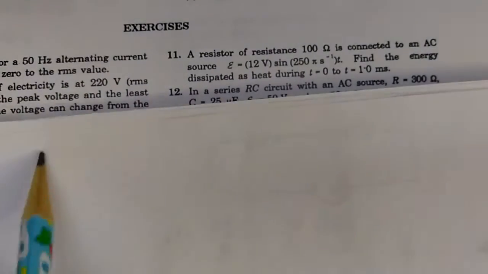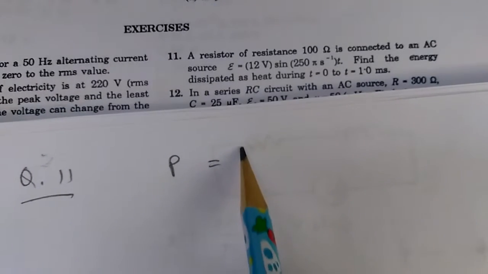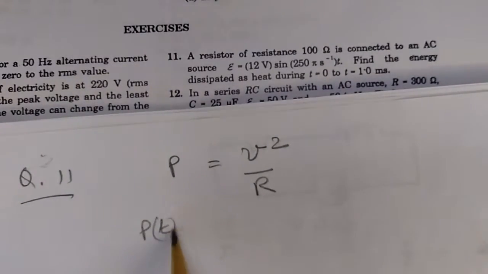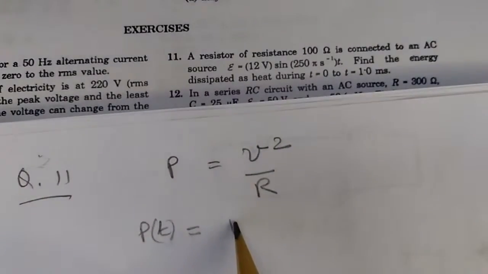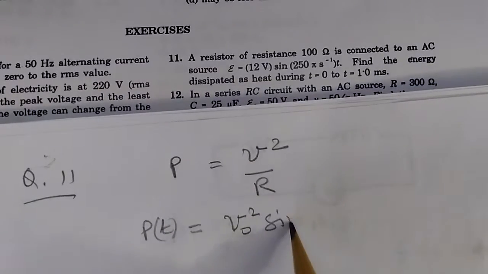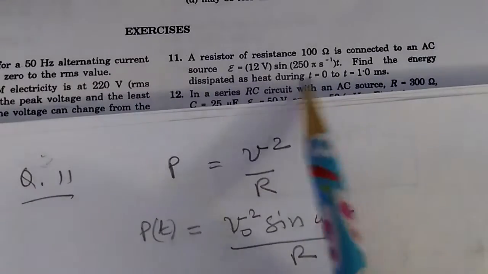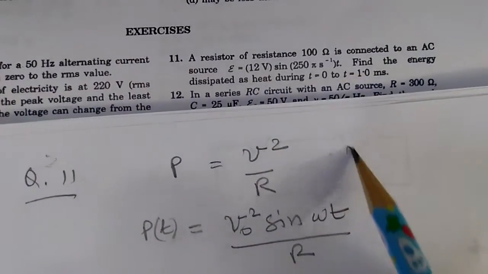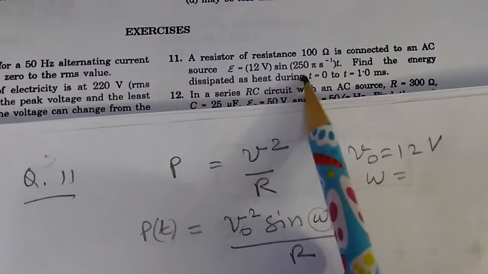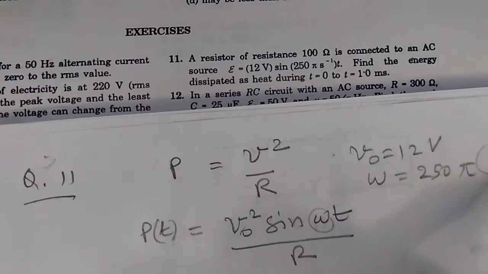Number 11. P, if this is instantaneous power, it depends upon the time. So P, I'm writing as a function of time, is equal to V naught square sine square omega t divided by R, where V naught is 12 volt and omega is 250 pi per second. This is the unit.